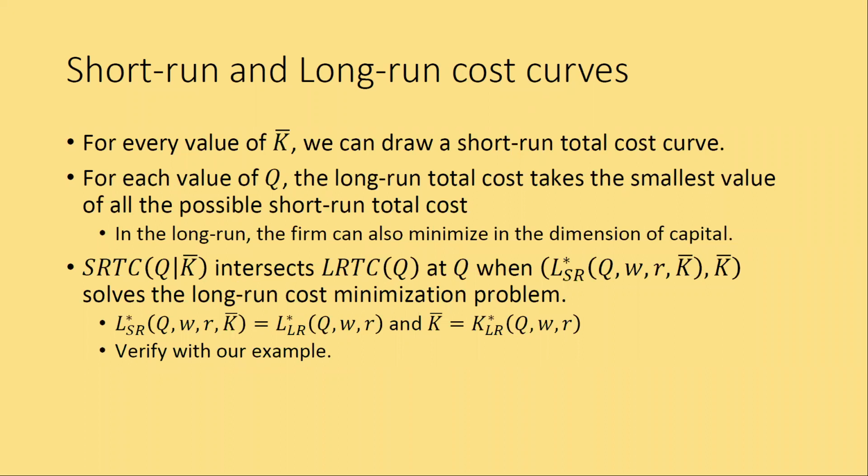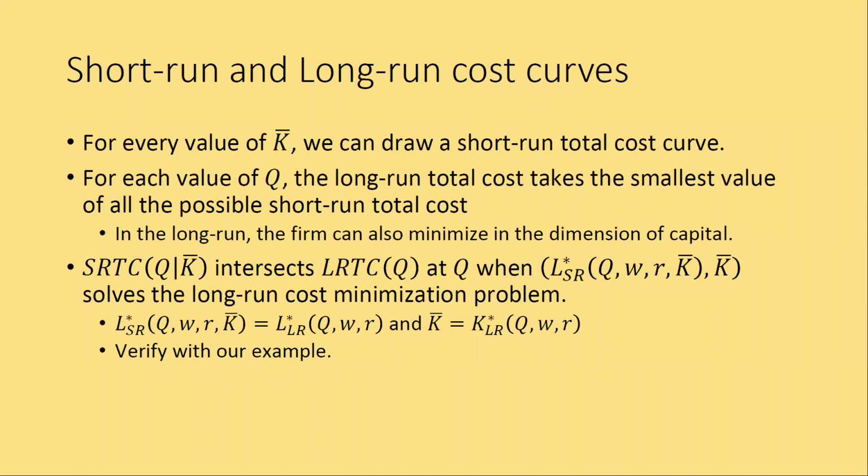So this is a description of what I did just now. For every fixed value of k bar, we can draw a corresponding short-run total cost curve. And for each value of q, we can look over all the short-run total cost curves for different k bars, and we will find the one that has the smallest total cost. And this is what the long-run total cost curve will take the value of.